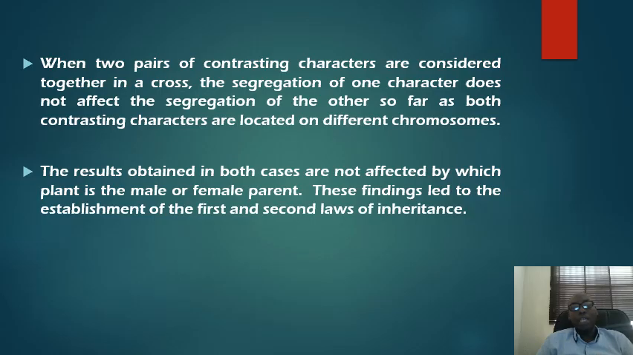When two pairs of contrasting characters are considered together in a cross, the segregation of one character does not affect the segregation of the other, as long as both contrasting characters are located on different chromosomes. They will sort themselves out independently. Now, the results obtained in both cases are not affected by which plant is the male or female parent, because he made reciprocal crosses and found out that they both had equal contribution of gametes. And these findings led to the establishment of the first and second law of inheritance.